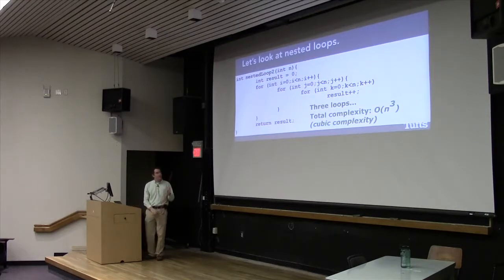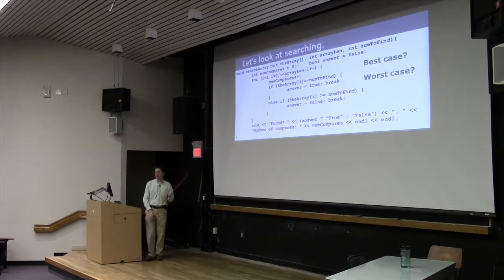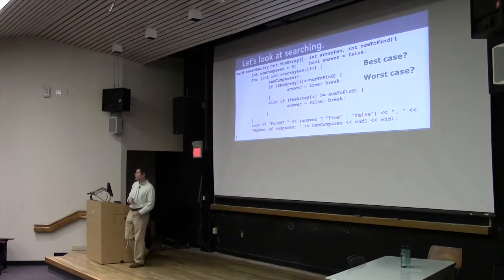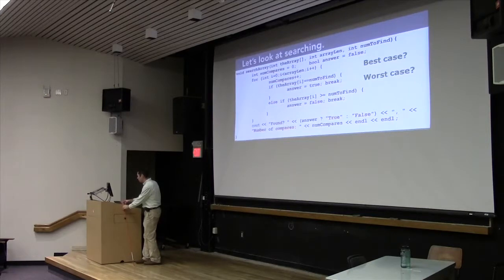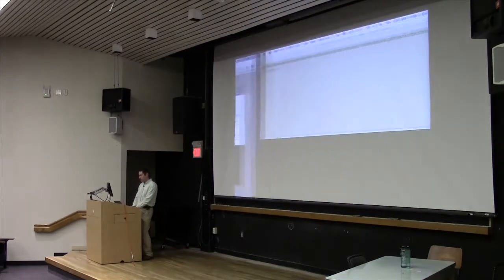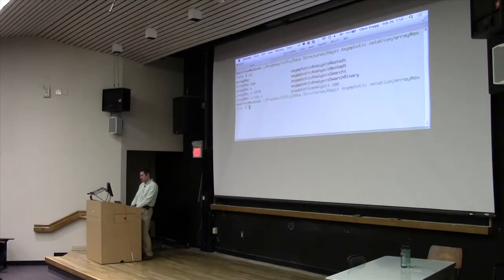Okay. We did nested loops. Let's look at searching. Now this is actually kind of what we did earlier. Oh, before I even go into that, let me show you a little bit. I have the asymptotic analysis nested loops program. What this is doing is going through the loop and doing that calculation, and it's just taking some time.